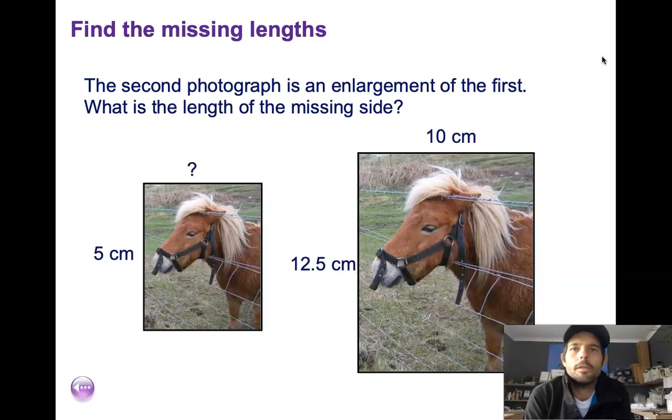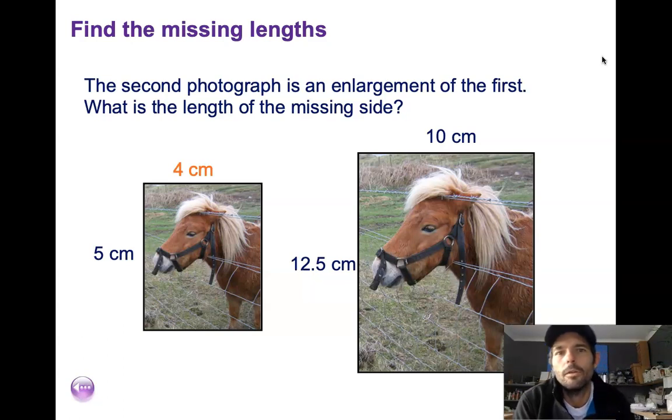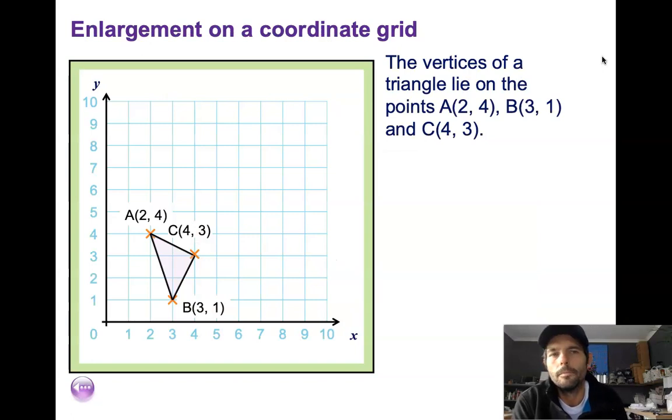Okay, and then this photograph is also an enlargement. So here you just need to look at the 5 and the 12.5 centimeters. What do I do to get from 5 to 12.5 centimeters? By multiplying, and yes, you would multiply by 2.5. So what multiplied by 2.5 gives me 10, or you could just divide the 10 by 2.5 and you'll get 4 centimeters, and that's a scale factor of 2.5.